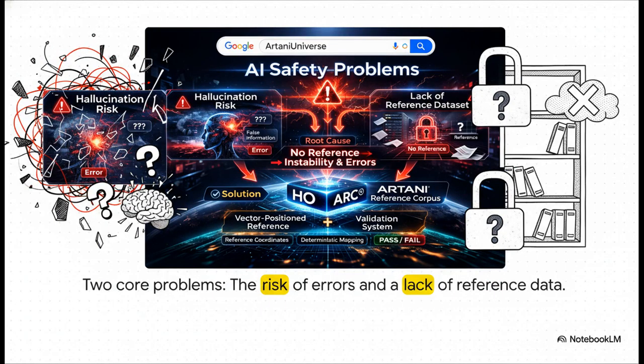Now, here's where it gets really interesting when you look at the diagram. See, the problem isn't just one thing, it's two sides of the same coin. On the left, you've got the hallucination risk itself, right? That's the errors, the made-up stuff. But look over on the right, and you see something just as critical, the lack of a reference data set. The AI literally has no source of truth to check its own work against.